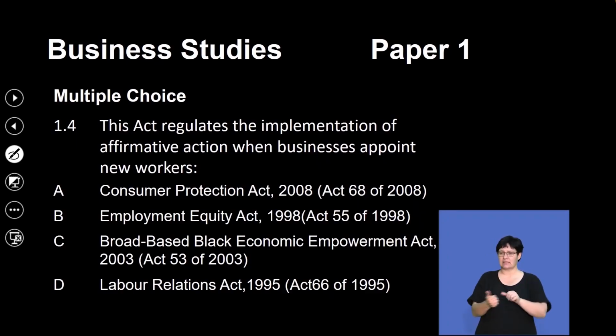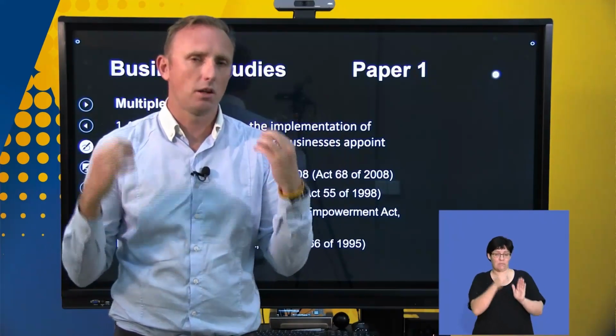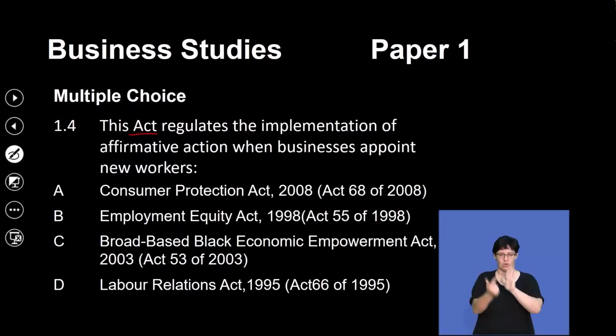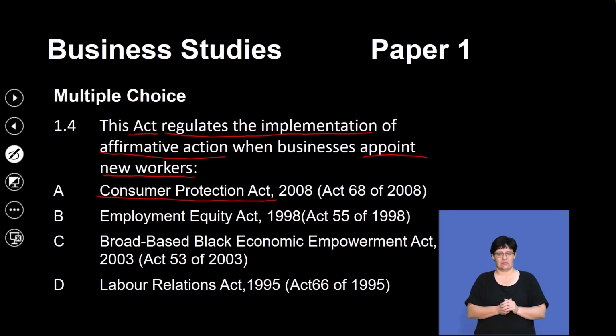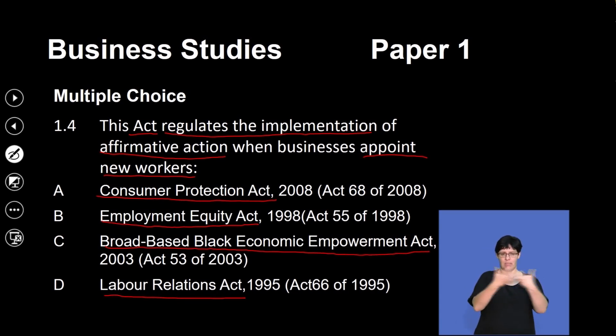All right, so if we look at the next question, the minute that you see the word act, think of the law, so you know that we're dealing with the law now. This act regulates the implementation of affirmative action when a business appoints new workers. Right, so we've got our various options here. The first one is the Consumer Protection Act. Option B is the Employment Equity Act. Option C is the Broad-Based Black Economic Empowerment Act. And then finally, option D is the Labor Relations Act. So we've got 4 different acts here. So let's see how you guys performed in this one.